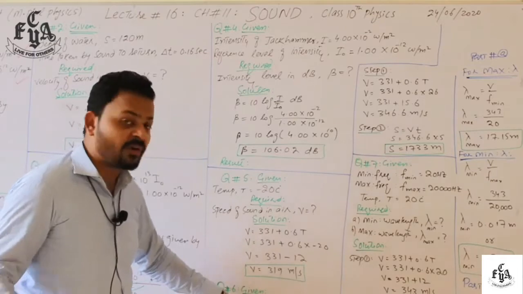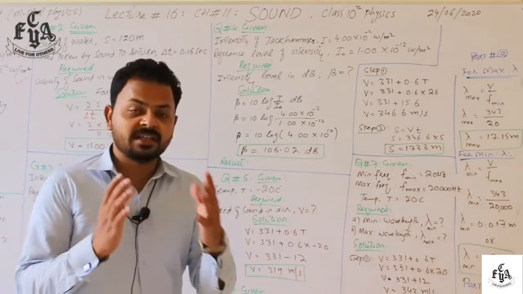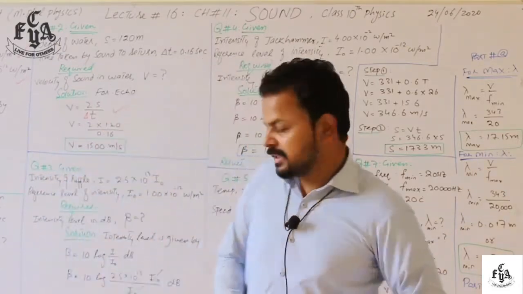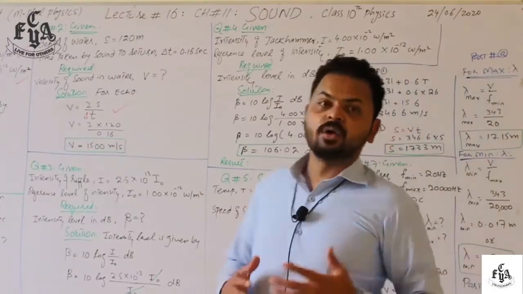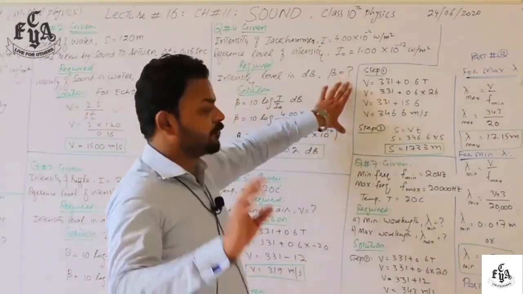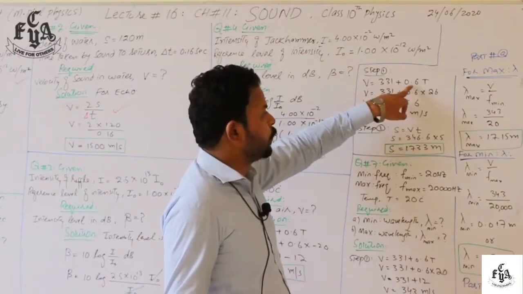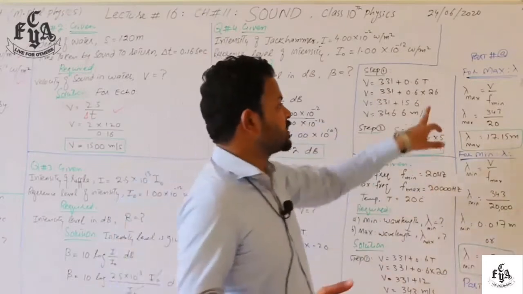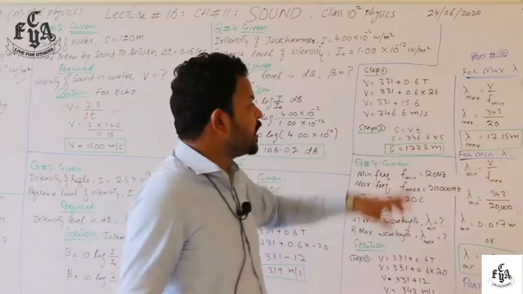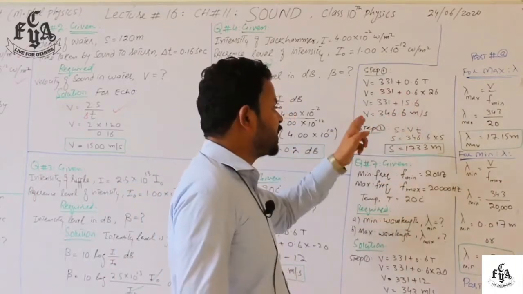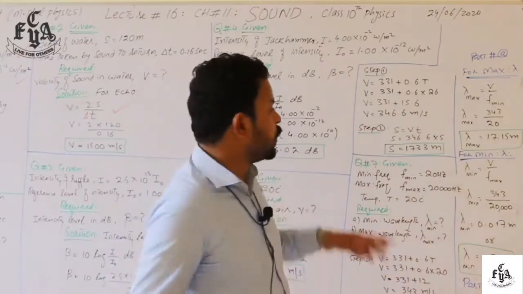Time is given to you, that is 5 seconds. Temperature is 26 degrees centigrade. What is required is the distance of the army man from the tank, meaning the S value. First of all we will find the speed of sound V, that is V equals 331 plus 0.6 into T for the given temperature of 26. 0.6 multiplied by 26 gives 15.6. When it is added to 331, we get 346.6 meters per second. This is the value of V.